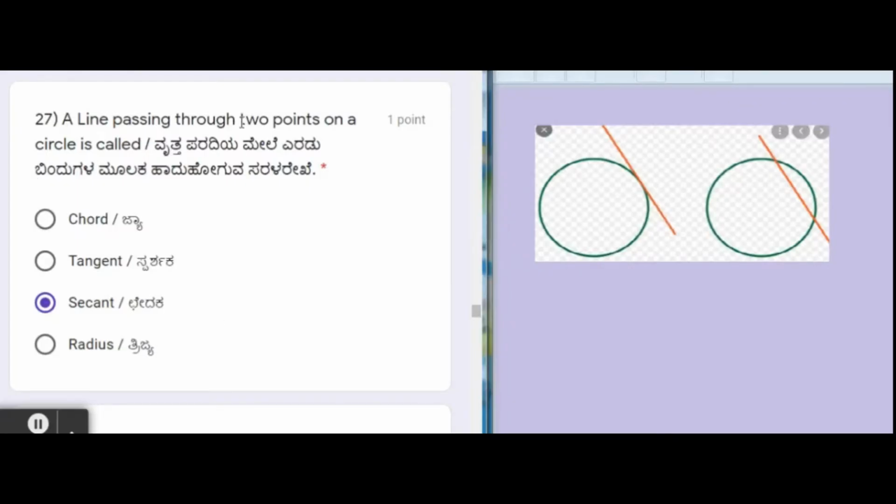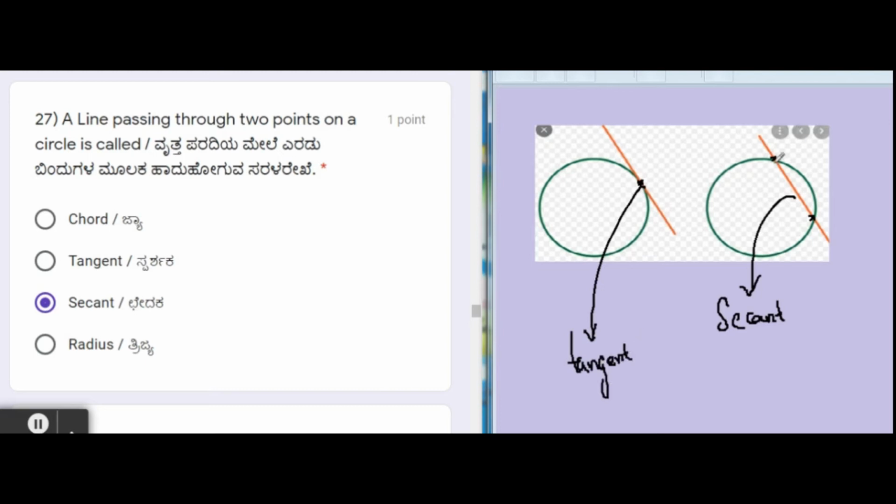27th question. A line passing through 2 points on a circle is called. If a line touches a circle at 2 points, we call it a secant of a circle. If a line touches the circle at one point, we call it a tangent of a circle. The question asks about a line touching the circle at 2 points, which is secant. The correct option for this question is secant.